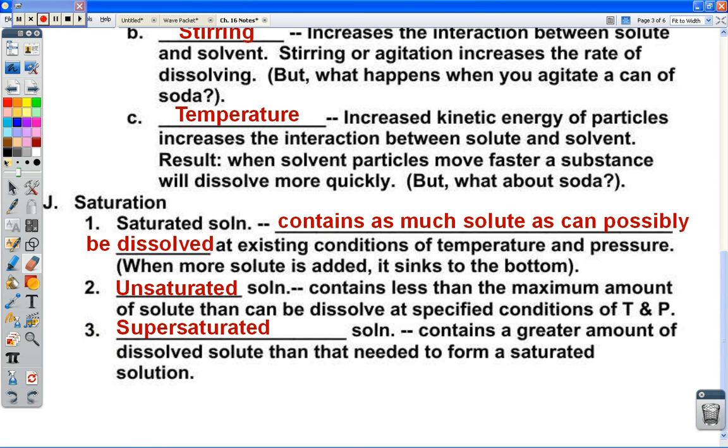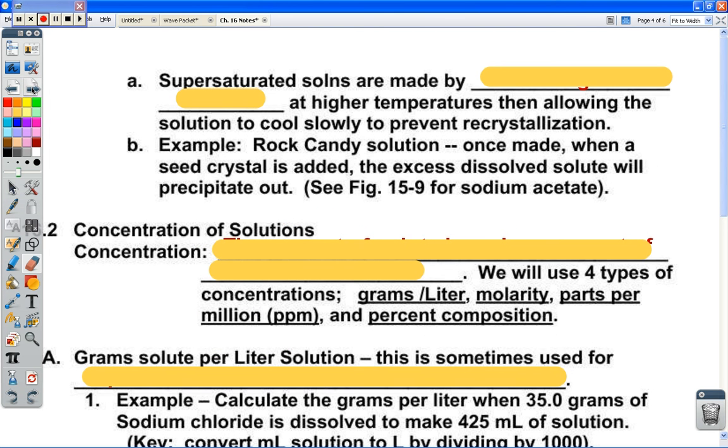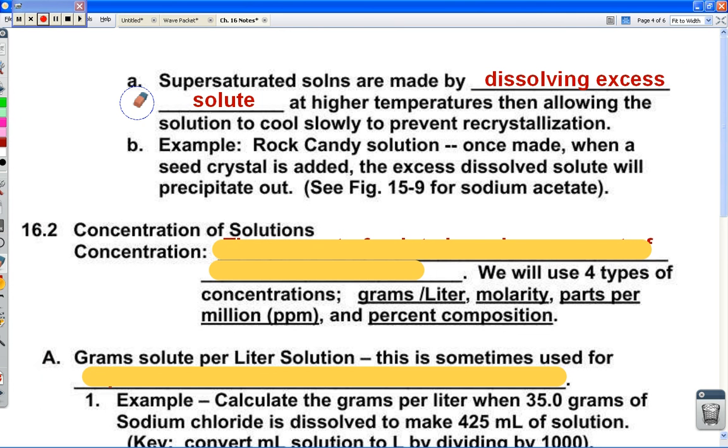Okay, moving on. Next page. Supersaturated solutions are made by dissolving excess solute at higher temperatures. We just talked about that. For example, have you guys ever made rock candy? No? Some of you had the opportunity to do it. I wish we could do it in here, but the materials we have aren't sterile.